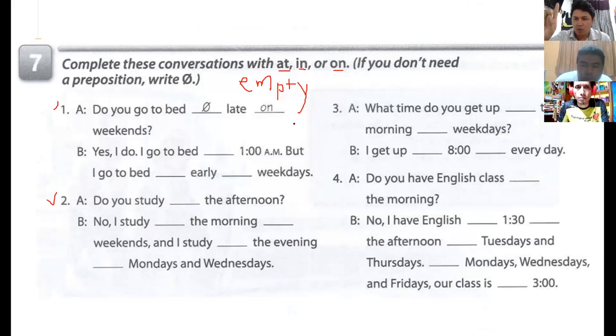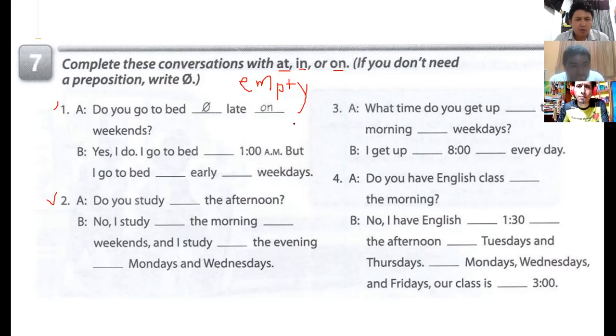Let's practice number one together, you and I, tocayos, and then practice again with Mr. Baltazar, number three and four, okay? So number one, I start, if you don't mind. Do you go to bed late on weekends? Yes, I do. I go to bed at 1 a.m. But I go to bed very early, podría ser ahí en ese espacio, very early on weekdays.